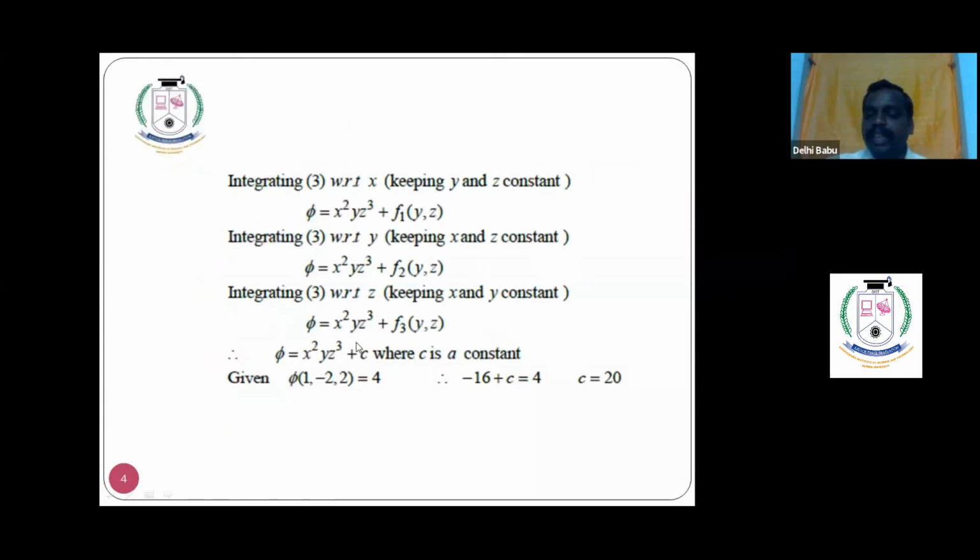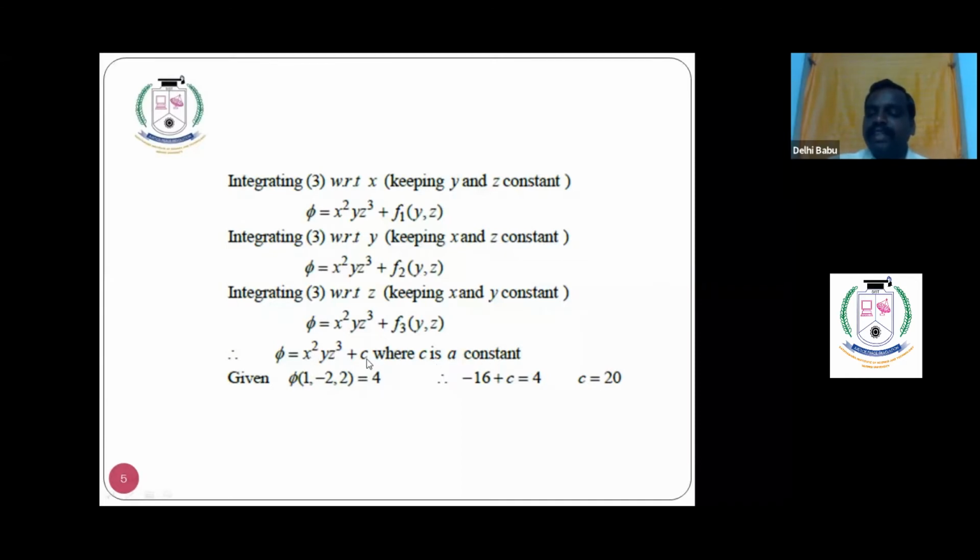Now from the above three equations, I am writing only the mutual terms, that means the independent terms. So phi is equal to the different terms only. X square y z cube I write. The second is same as the first, so no need to write. The third is same as the first, so don't write. So we write only x square y z cube, and f1, f2, f3, all these I club as C. So finally, phi is equal to x square y z cube plus C, where C is a constant.